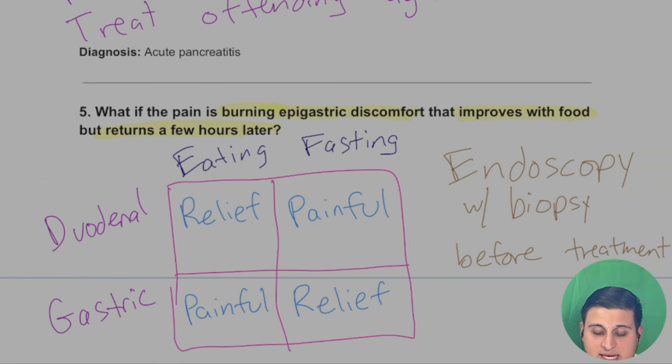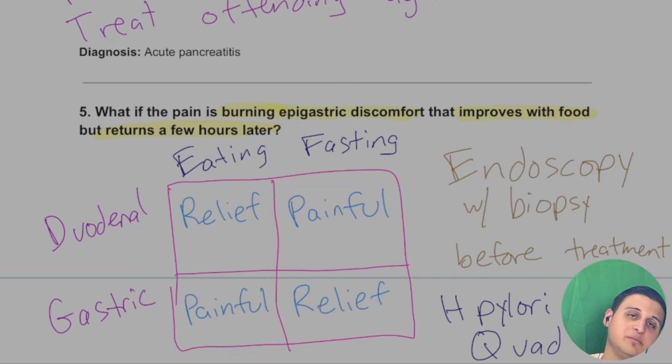All right, and then with that, if it is H. pylori, then you're going to want to make sure you're giving them quad therapy, right? Quad therapy, we're going to give antibiotics, bismuth, PPIs, all that kind of stuff. All right.